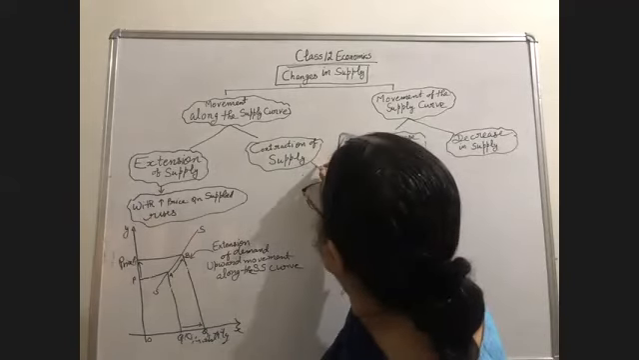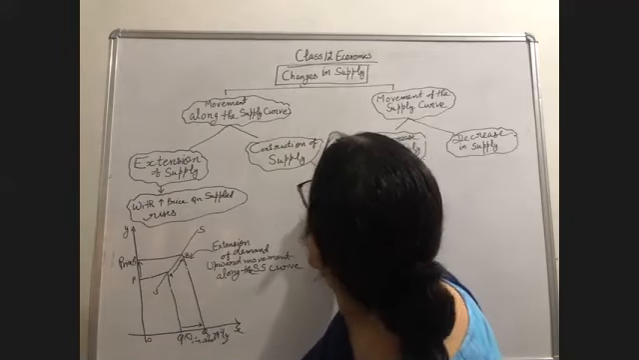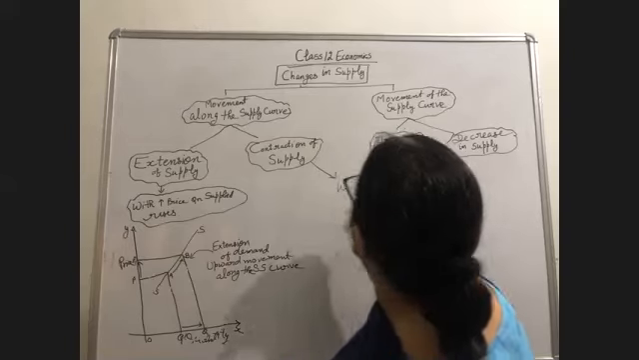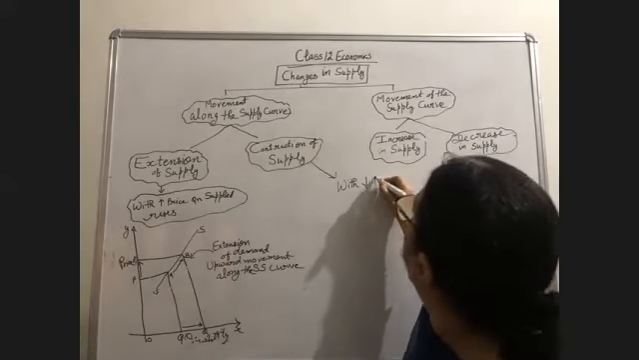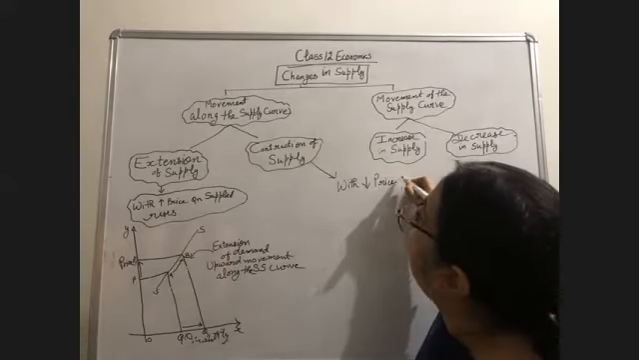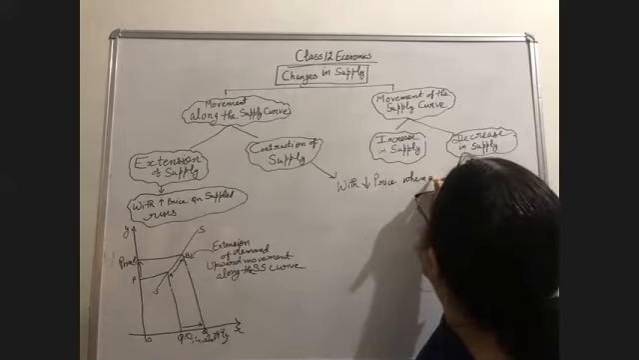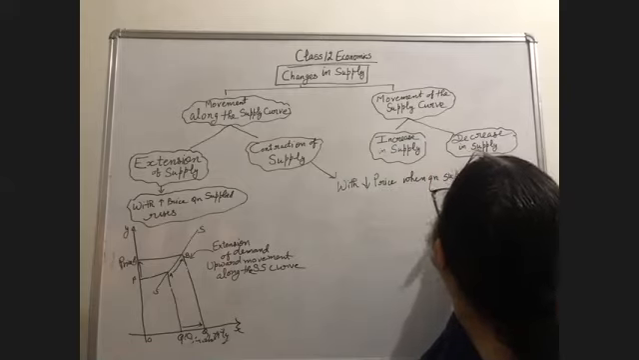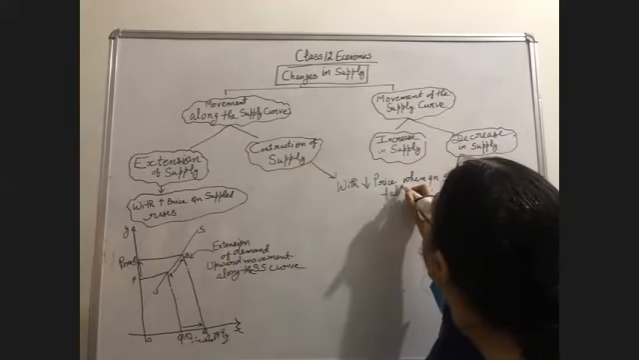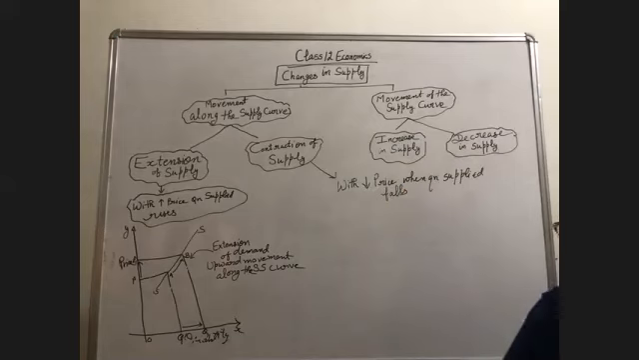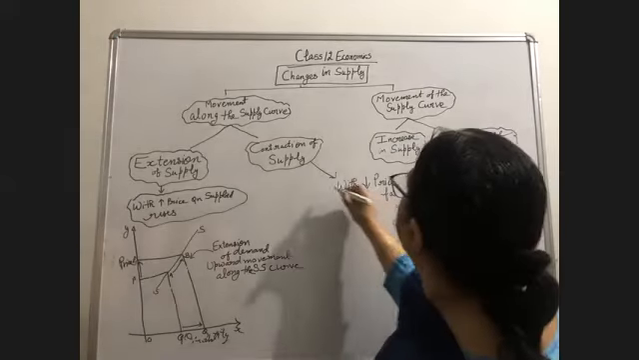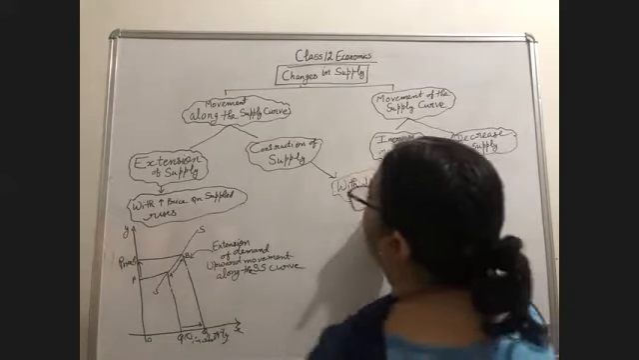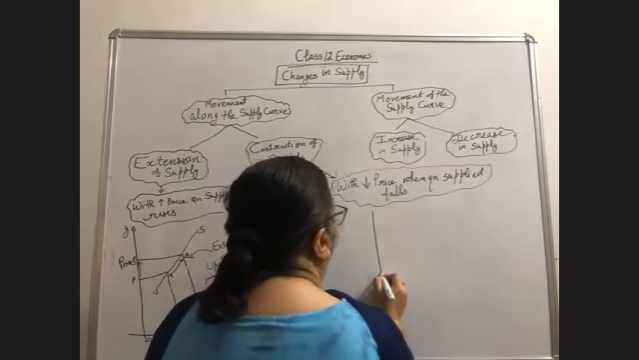Now we are coming to contraction. Just see, I'm writing in symbols, I'm telling you again and again, with a fall in price, when quantity supplied falls, it is known as contraction of supply. We can draw it.